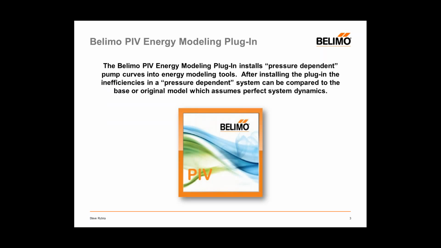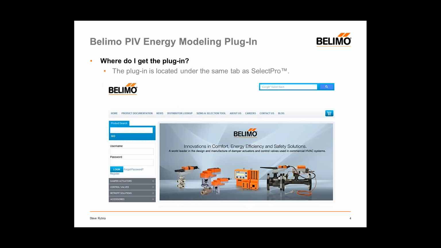The Belimo Pressure Independent Valve Energy Modeling plugin installs pressure-dependent pump curves into energy modeling tools. Once the plugin is installed, the efficiencies or the inefficiencies of pressure-dependent systems can be compared to the base or original model, which has assumed perfect system dynamics. So we will install the pump curves. They will show a degraded or inefficient version of the model, and that can be compared to the original model.